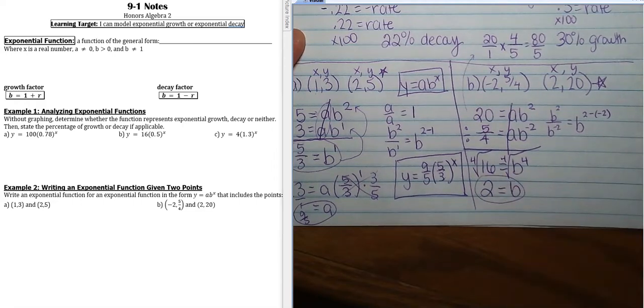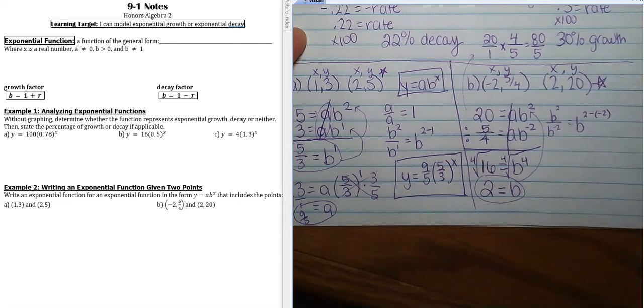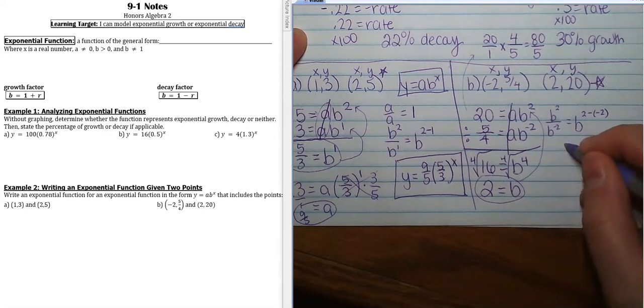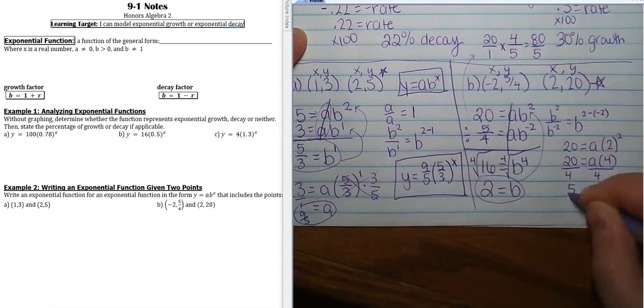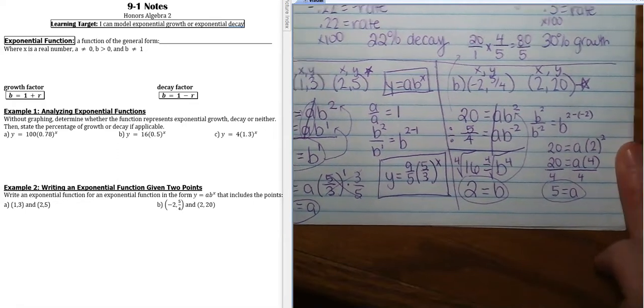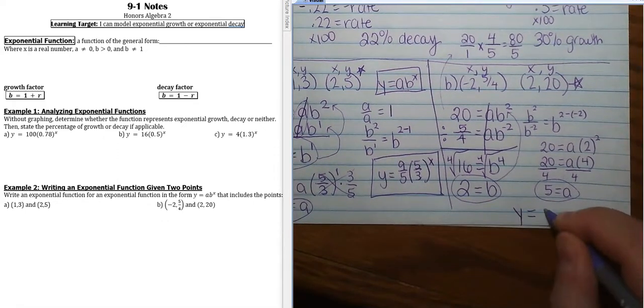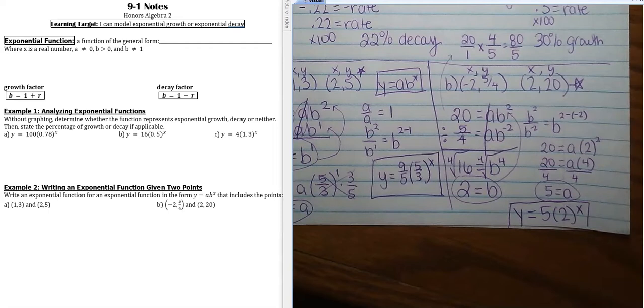Once you have that, you have to plug it back into one of these two equations. I would not want to mess around with the negative exponent, so I would probably plug it into that first equation. I would do 20 equals a, my b value is 2, so I can plug that in, 2 squared. 20 equals a times that would be 4. Ultimately trying to get a alone there, so I'd divide by 4. And a is going to be 5. Now my actual answer to the question, I know that's a lot of work there, but my actual answer has to be y equals a times b to the x. So for this problem, it'd be y equals 5 times 2 to the x.